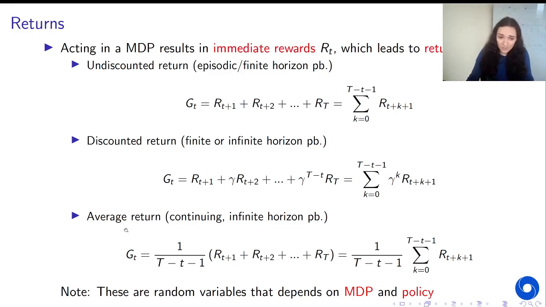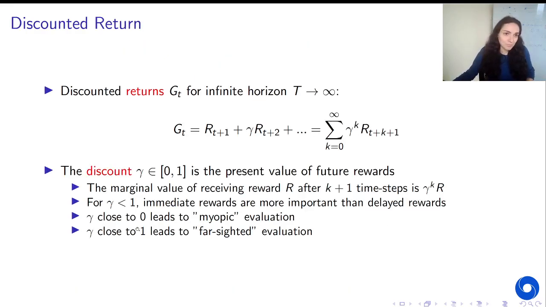Note that all of these G's are random variables that depend on both the MDP, so the stochastic transitions in the probability kernel, and the policy that we're employing in order to see these rewards. Okay. So as I said, the most popular choice of return in the literature is the discounted return. Moving forward, we're going to be using this for both finite and infinite horizon problems. And this is just the same discounted reward, but for the infinite horizon problem.